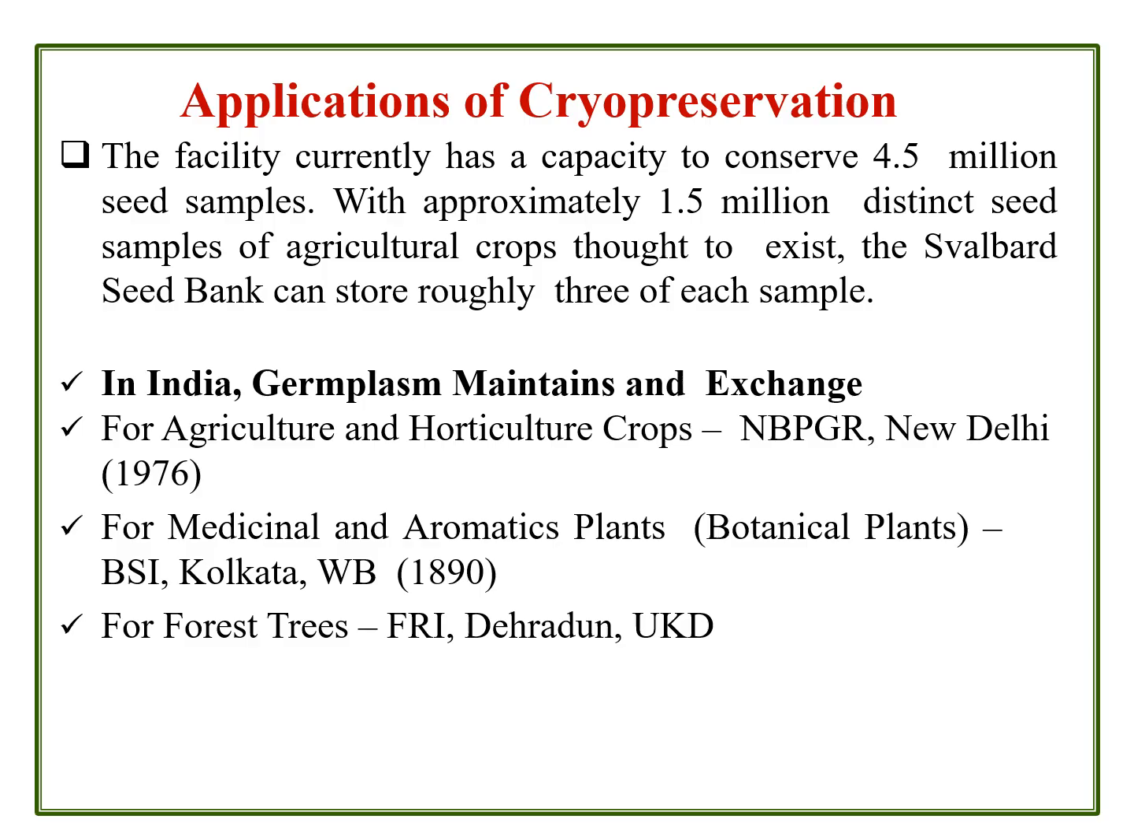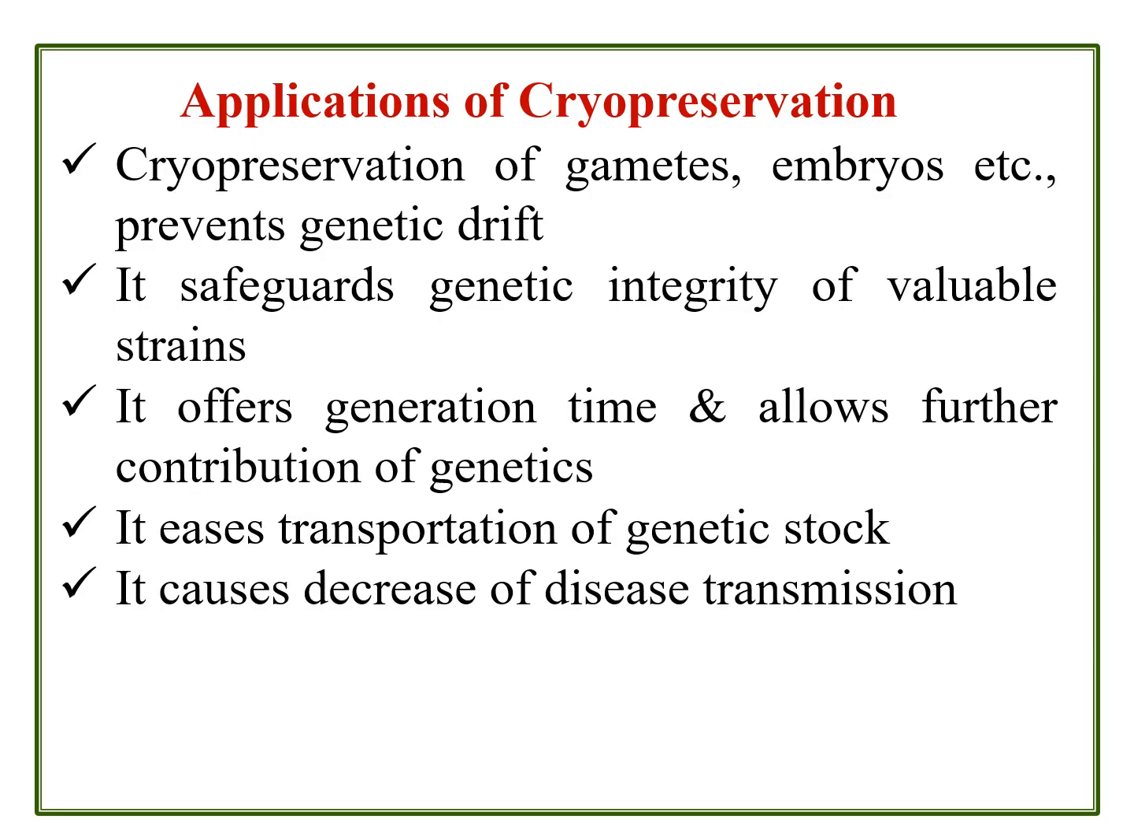In India, there are germplasm maintenance and exchange centers for agriculture and horticulture crops. NBPGR, the National Bureau of Plant Genetic Resources, New Delhi, established in 1976. For medicinal and aromatic plants, the Botanical Survey of India, Kolkata, West Bengal, established in 1890. For forest trees germplasm, the Forest Research Institute, Dehradun, Uttarakhand, was the optimal center where cryopreservation can be possible. So these are the applications.